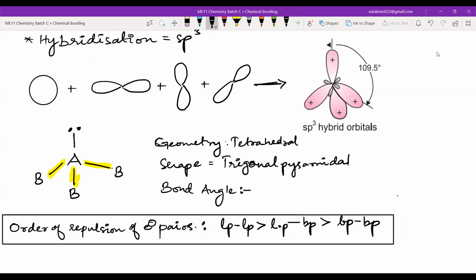Okay. So see, here in sp3 hybridization, the angle is 109.5 degrees. But if you look at this geometry, the repulsion on this side will be higher. Yes or no? Let me compare two repulsions, the black repulsion and the red repulsion. Which one will be higher, the black one or the red one? The black one, because it is lone pair–bond pair. All of you got it?